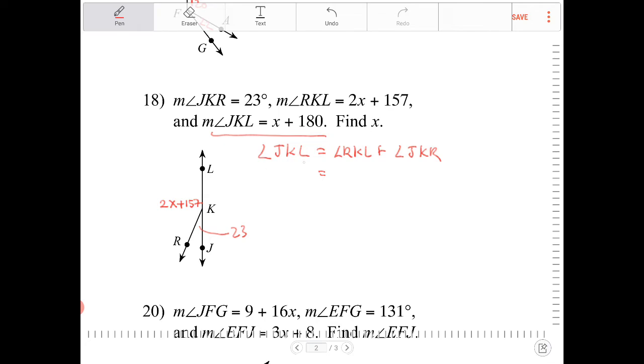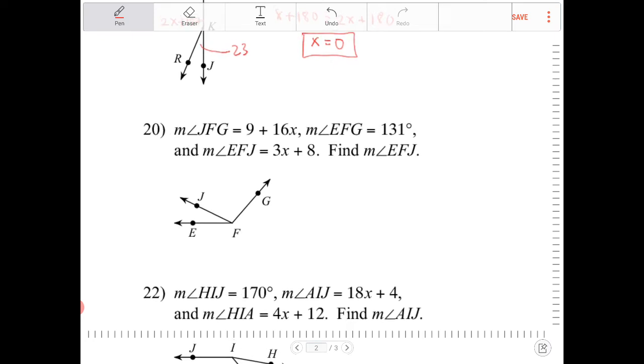So angle JKL, right? What is that? That's equal to x plus 180. RKL, 2x plus 157. And JKR is 23. Combine like terms, I end up with 2x plus 180 is equal to x plus 180. And the 180s cancel. Subtract x from both sides. Subtract 180 from both sides. I end up with x is equal to 0.